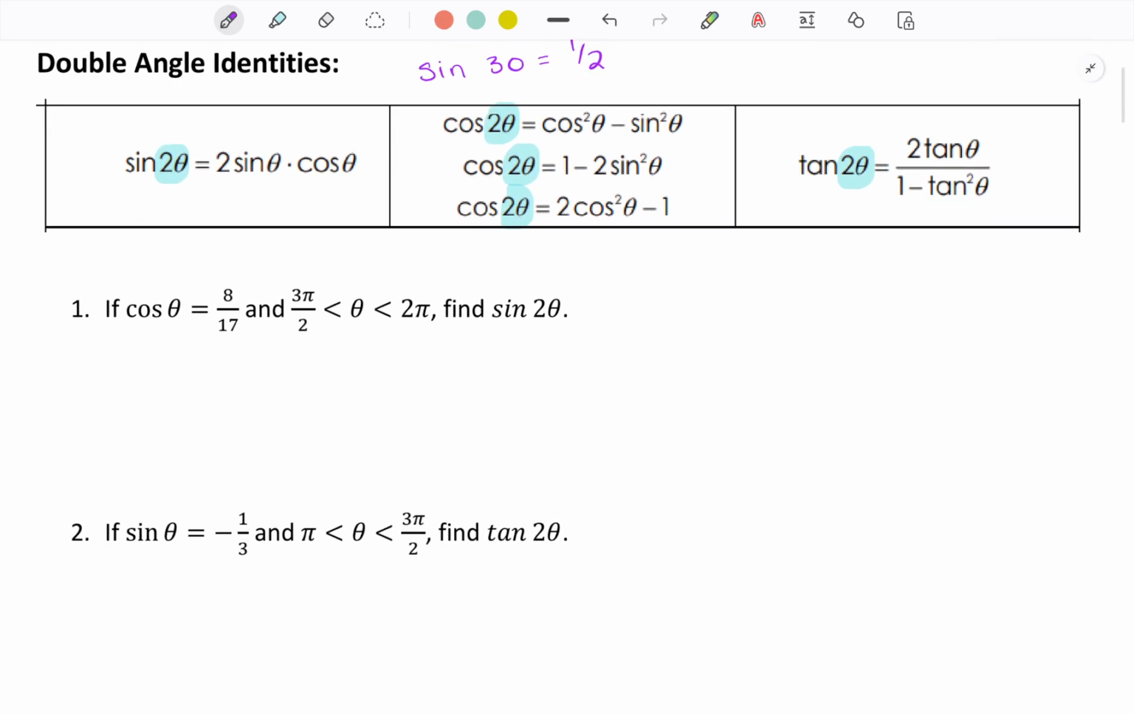So let's go ahead and look at finding some values for when we don't know theta, but we still need to find it. So if cosine of theta is 8 over 17 and 3 pi over 2 is less than theta, which is less than 2 pi, which this statement tells you what quadrant you are in.